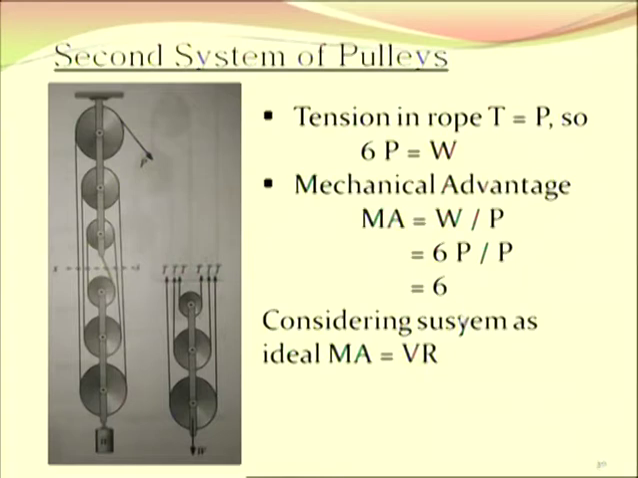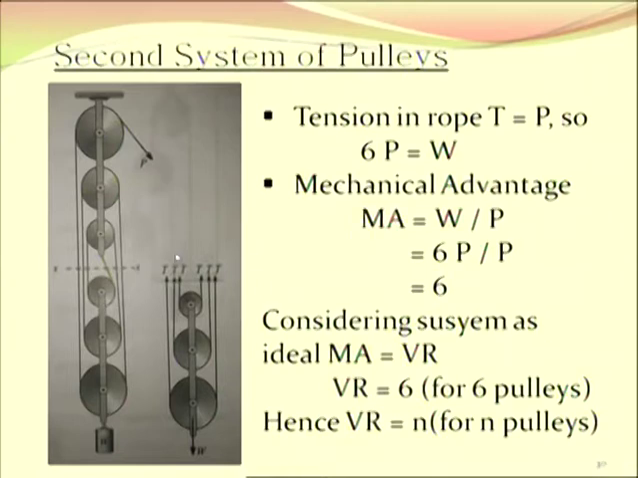Here we have considered the system as an ideal system, hence friction is not included in this. So we can get that mechanical advantage is equal to velocity ratio. Hence the velocity ratio is equal to 6 for a total of 6 pulleys. Here 3 pulleys on the upper part and 3 pulleys on the bottom part, so we get 6 pulleys. So velocity ratio is also 6.